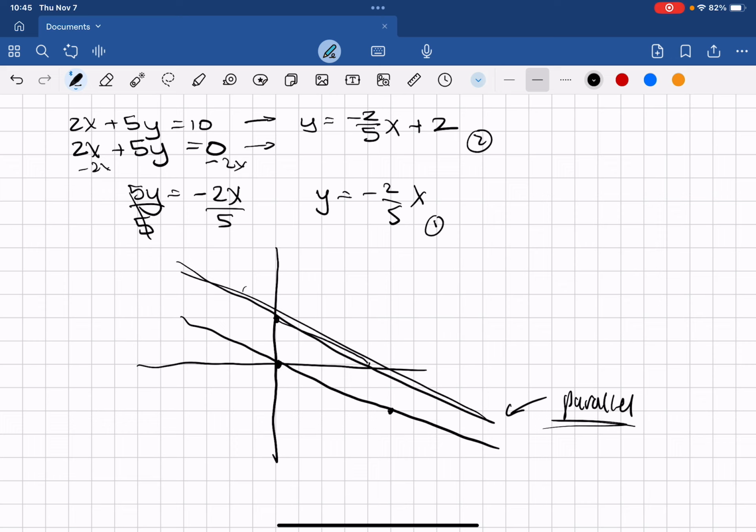And what does it mean when you have parallel equations? You have 0 solutions.